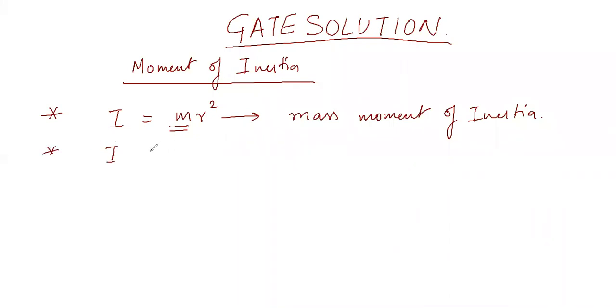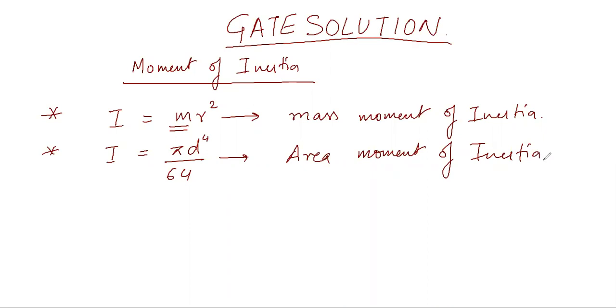Suppose your moment of inertia is defined in terms of area, that is pi d4 by 64. If this term is written, it means it is defined as your area moment of inertia, right? So moment of inertia is being defined with respect to the mass moment of inertia and area moment of inertia, right? Okay. Now, based on this condition, I'm going to write some of the important parameters.